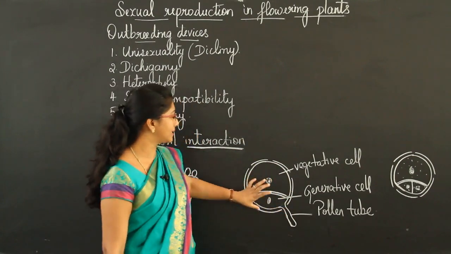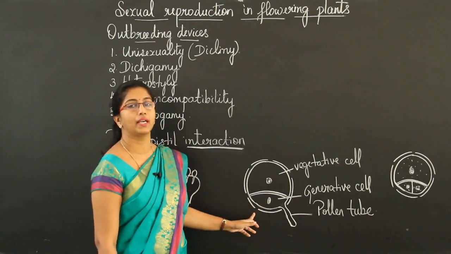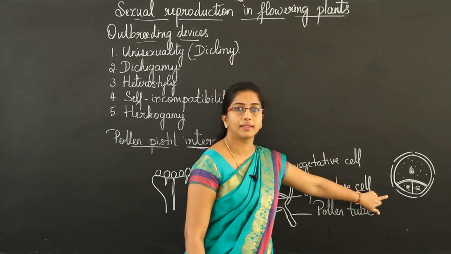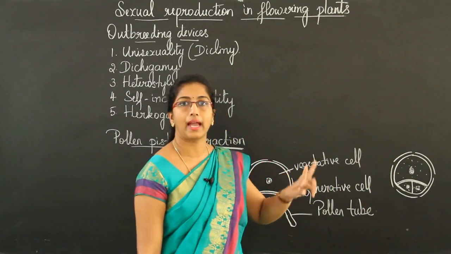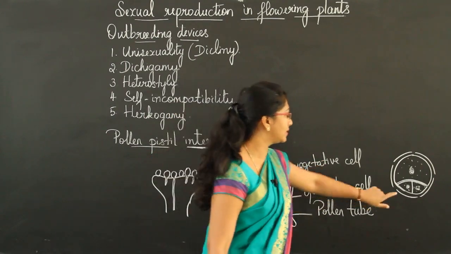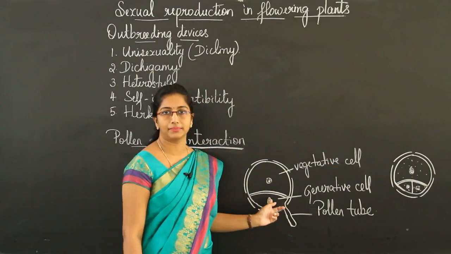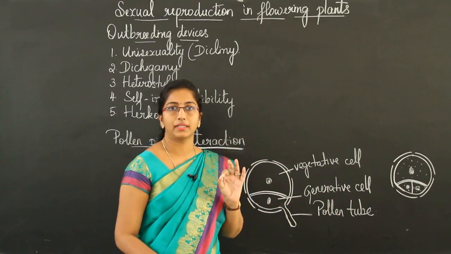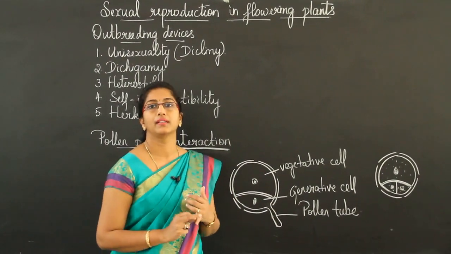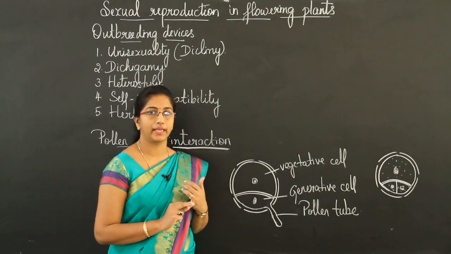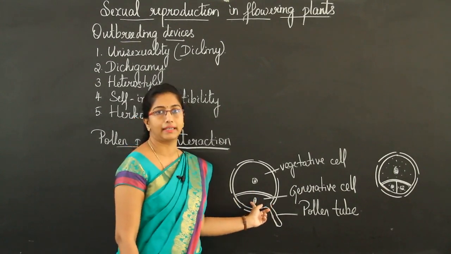Now when it is the 2-cell stage, it is like this: one vegetative cell, one generative cell. When it is a 3-celled pollen grain, it is like this: one vegetative cell and 2 generative cells. So these two are the generative cells, whereas here you can see there is only one generative cell. And you should remember that the nucleus of the generative cell is actually the male gamete.